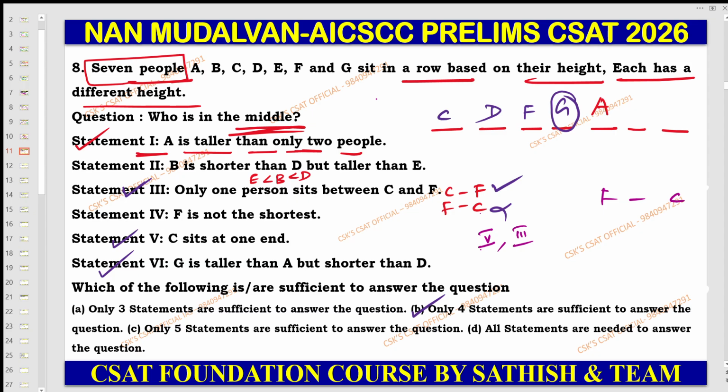Right. All right. Shall I move on to the next? G is taller than A. So this corner is nothing but the short, and this corner is nothing but the tall.